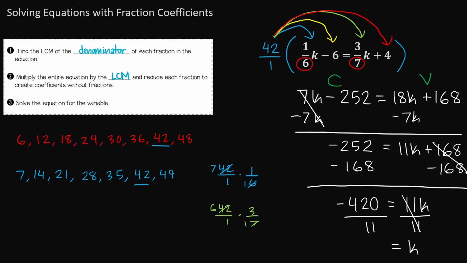And we're going to get a repeating decimal here. And just know that it's completely fine to get repeating decimals. So this is going to be negative 420 divided by 11. That's a negative number, and it's 38.18 repeating. And that would be our answer for k.